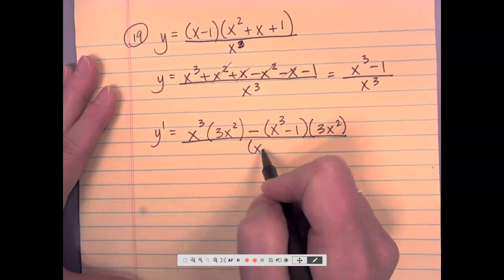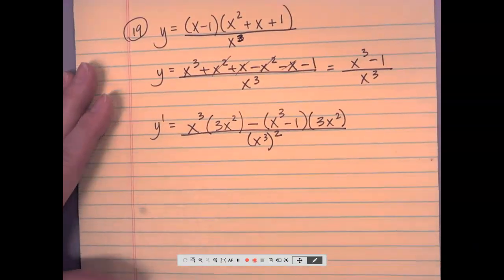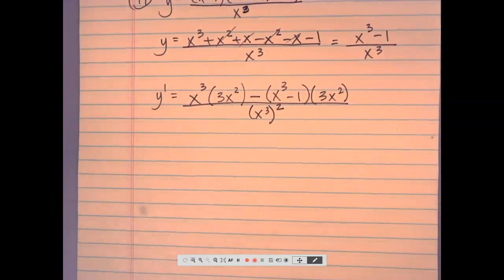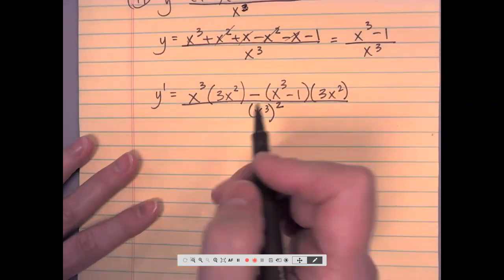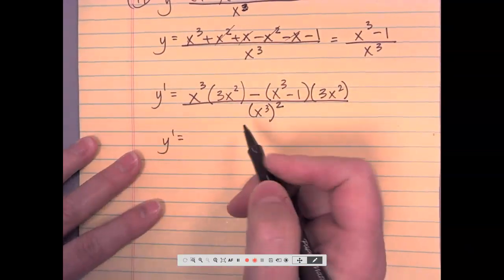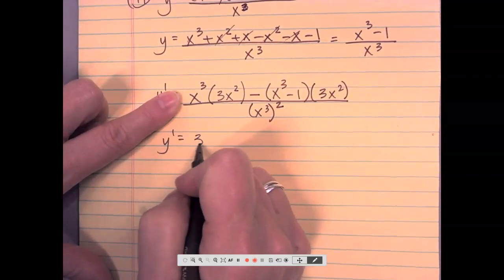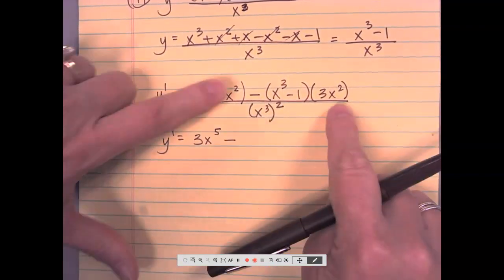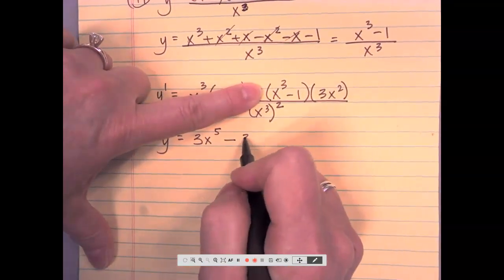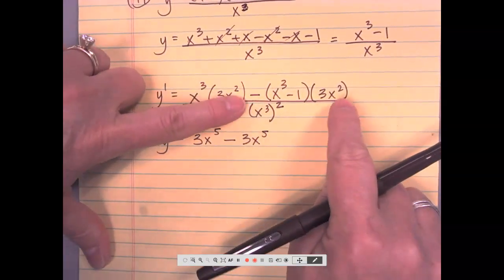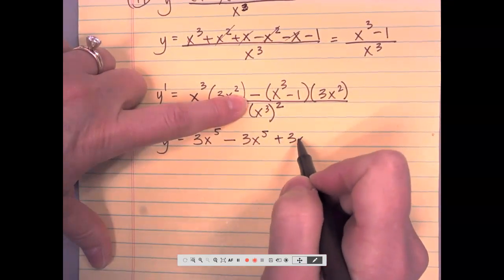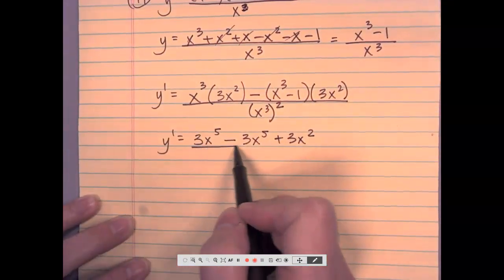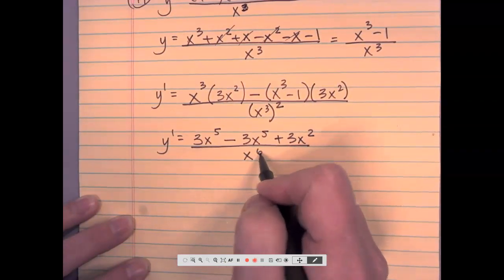over x cubed squared. Does that become x to the 5, x to the 6, or x to the 9? X to 6. Power raised to another power, we multiply exponents. Okay, so the derivative is 3x to the what? 5th minus 3x to the 5 again plus 3x squared over x to the 6.